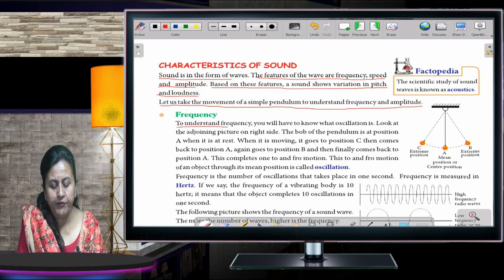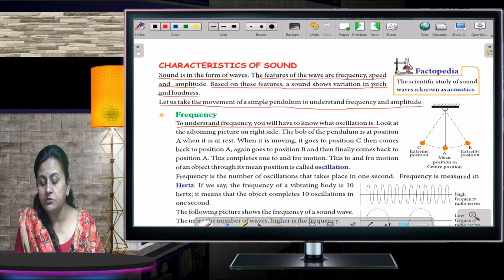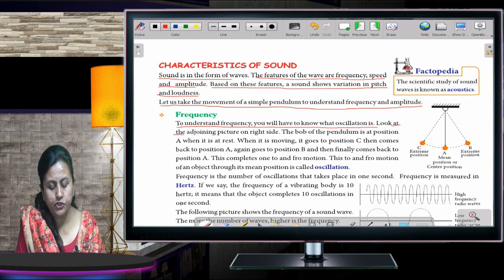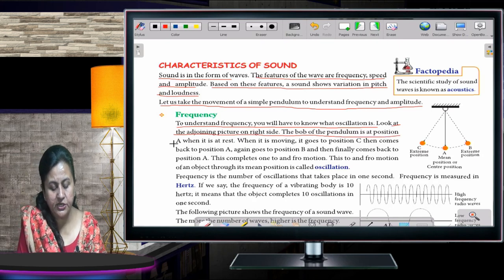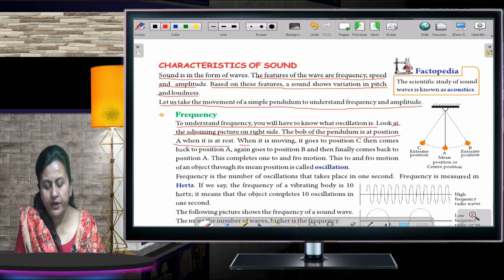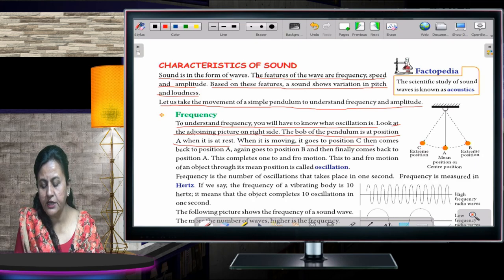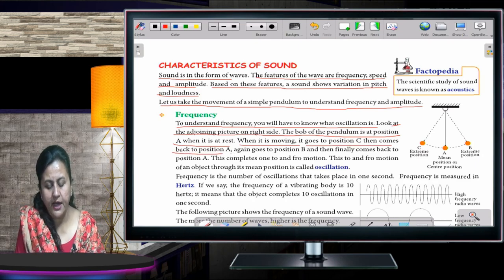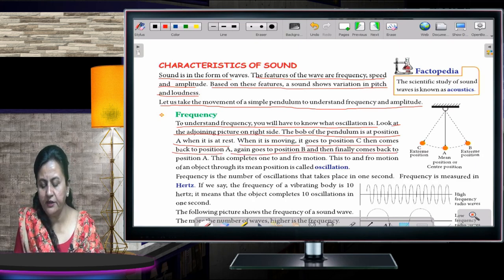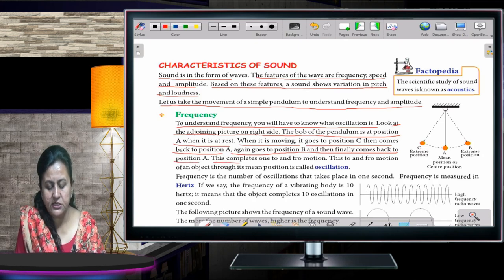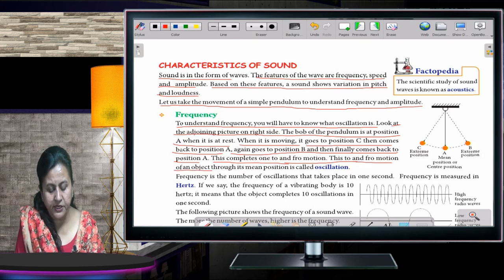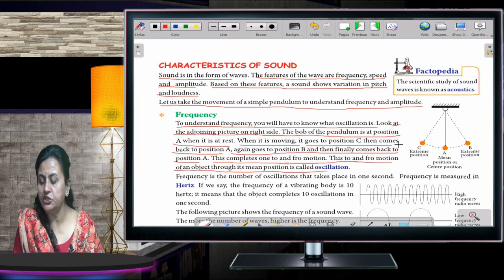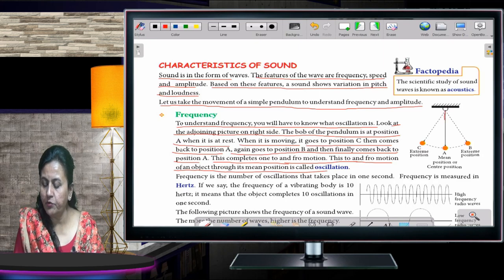To understand frequency, you will have to know what oscillation is. Look at the adjoining picture on the right side. The bob of the pendulum is at position A when it is at rest. When it is moving, it goes to position C and then comes back to position A. Again it goes to position B and then finally comes back to position A. This complete to and fro motion of an object through its mean position is called oscillation.